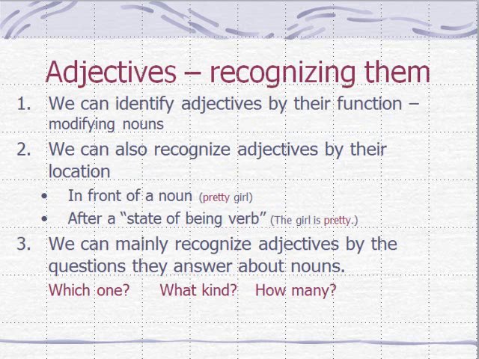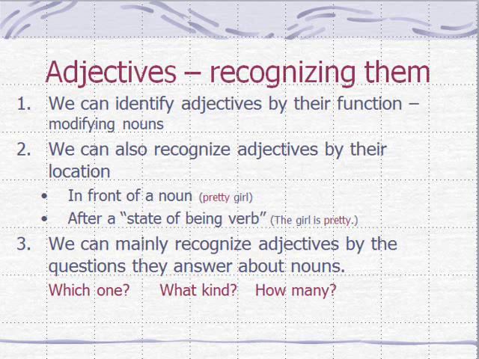We can recognize adjectives in three ways. One, simply by knowing... also recognize adjectives by looking for their location. Generally, adjectives are found in front of nouns. We do have some exceptions to that, and I'll talk to you about that in another PowerPoint, but generally in front of nouns, and we can find them after state of being verbs.